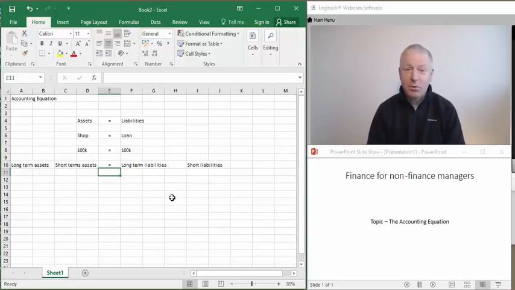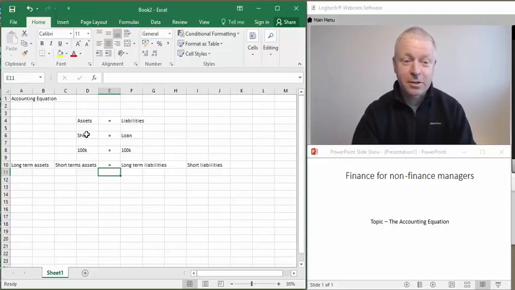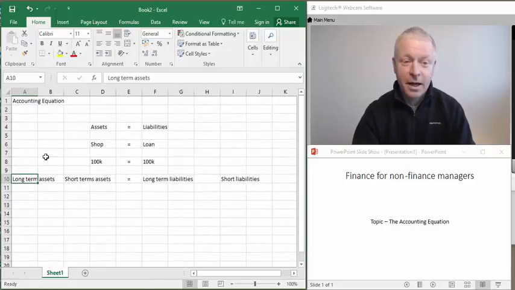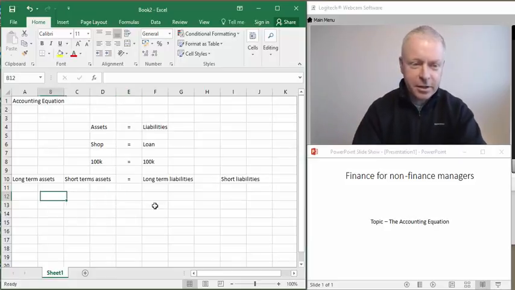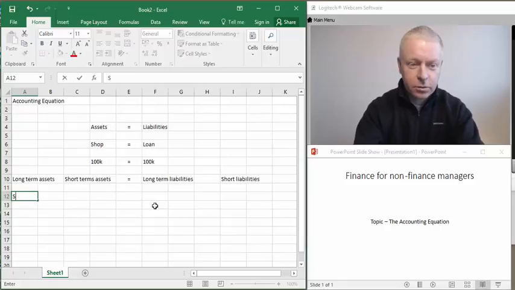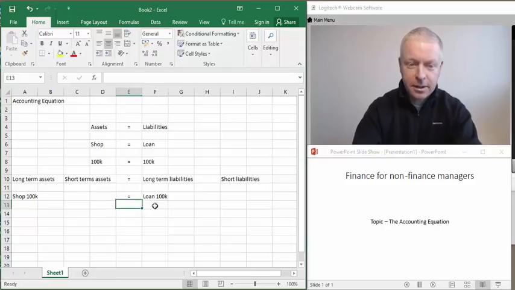So let's have some examples. We've already looked at buying a shop with a long-term loan. Normally when you borrow 100k, you'd be spreading the repayments over many years. Let's say it's 10 years. So therefore, you have a long-term asset, which is the shop, which equals this long-term liability over here, the loan. So now I have a shop worth 100k, a long-term asset, and I have a loan of 100k, which is the borrowing in order to buy this particular asset.